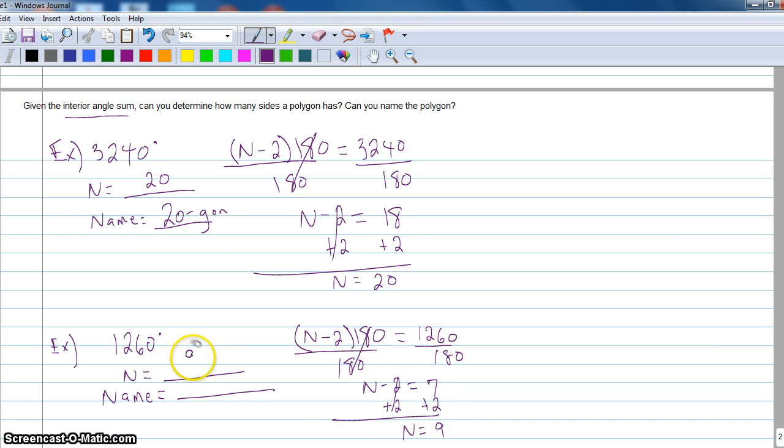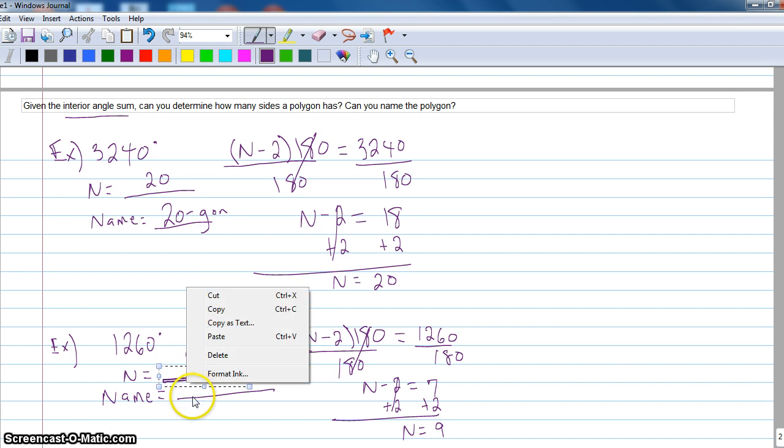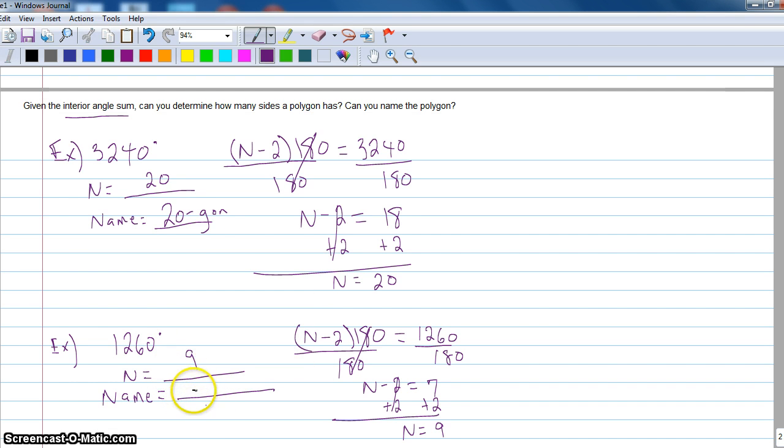The name for a 9-sided polygon you should know from the other notes. What happened to my n? What the heck? A nonagon. Yeah, it's a funny name, I know.